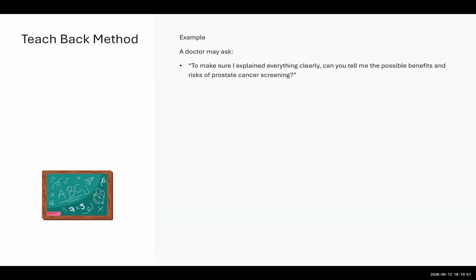So an example now of the teach-back method: a doctor may ask, "To make sure I explained everything clearly, can you tell me the possible benefits and risks of prostate cancer screening?" So you see, it's a little more detailed. It asks specifically about risks and benefits to see what the patient actually understands after you would have spoken to them.